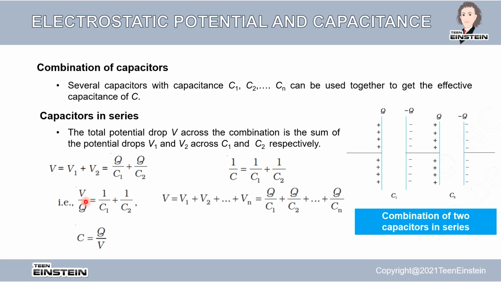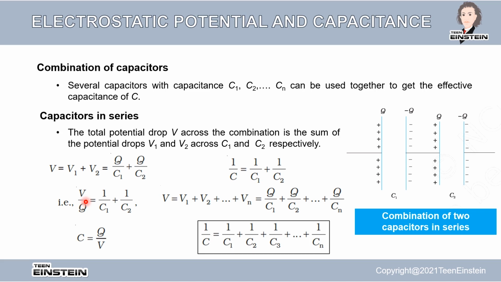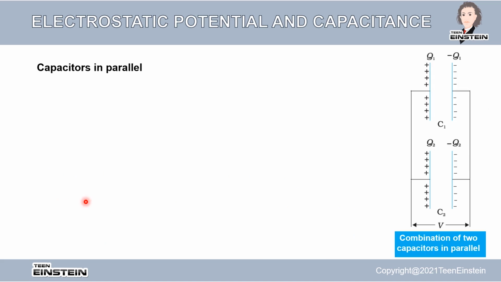So if you have n capacitors in series combination, then we can just add them like this: V equal to V1 plus V2 plus etc. up to Vn. Then we can write Q by C1 plus Q by C2, and you take Q outside and bring it to the left hand side. Then you have 1 by C equal to 1 by C1 plus 1 by C2 etc. up to 1 by Cn. So if you have capacitors in series combination, 1 by C, the equivalent capacitor, equal to 1 by C1 plus 1 by C2 up to 1 by Cn. Okay. The next case, we will put the capacitors in parallel.